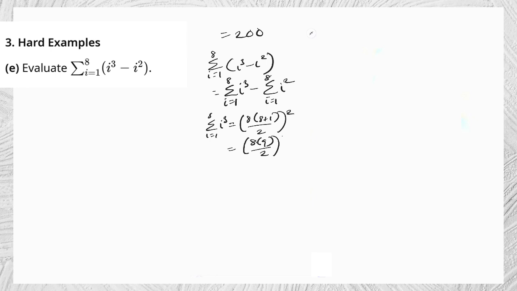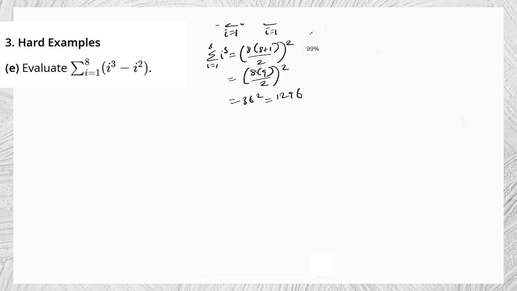So in this case, our n is 8, so you are going to end up with 8 times 8 plus 1 divided by 2, and 8 plus 1 is 9. So you are going to have 8 times 9 divided by 2 squared, and that will give you 36 squared. And 36 squared will give you 1296.